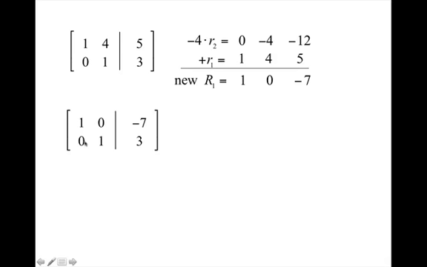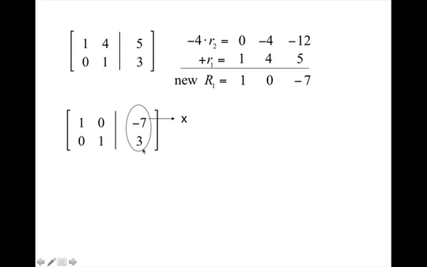Now if you notice, on the left-hand side of my equal bar, I have my identity matrix. Once you have your identity matrix, your constants become your solutions. Basically, I have 1x plus 0y equals -7. So this is just x equals -7. So my -7 is my x value.